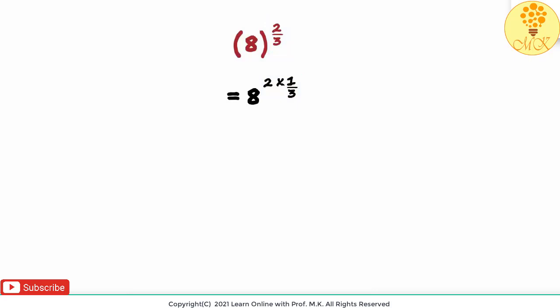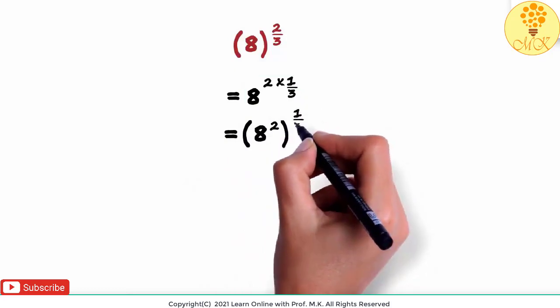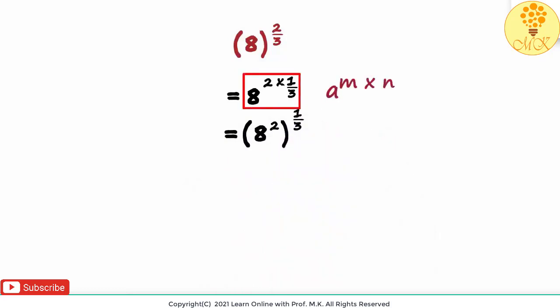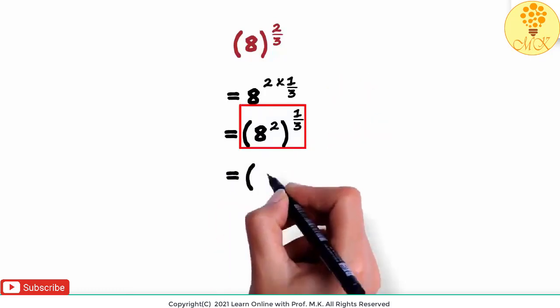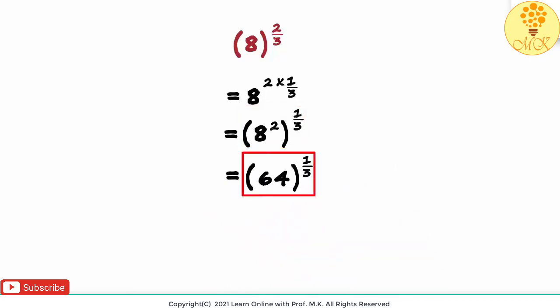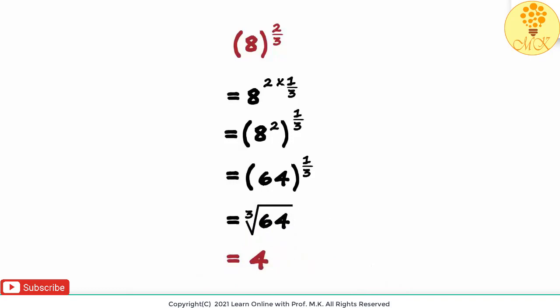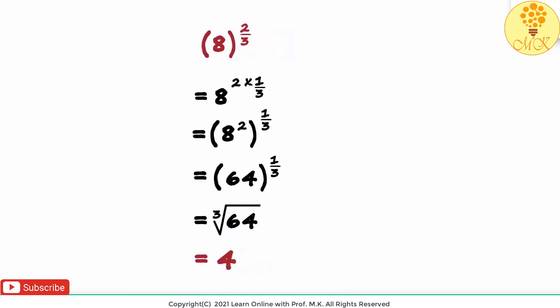And based on the power law we saw, this can be written as 8 squared raised to 1 by 3. This was in the a raised to m times n form. And this is in the a raised to m, the whole raised to n form. As 8 squared is 64, this will equal 64 raised to 1 by 3. And guess what this is? This is in the a raised to 1 by n form. This is the cube root of 64 and that is 4. This weird looking number was reduced to an integer using two basic concepts we learned.